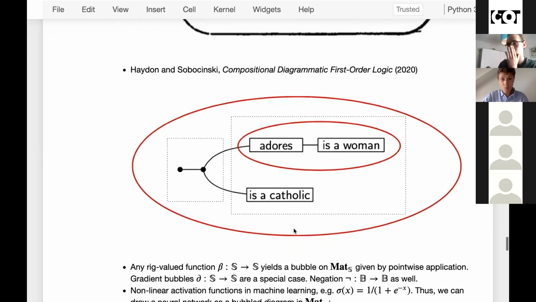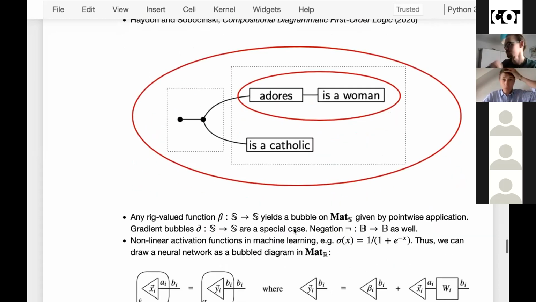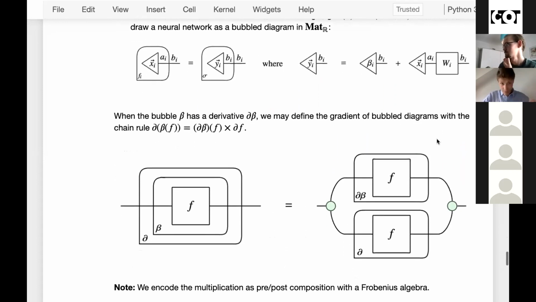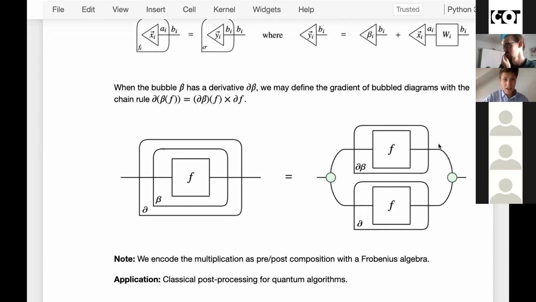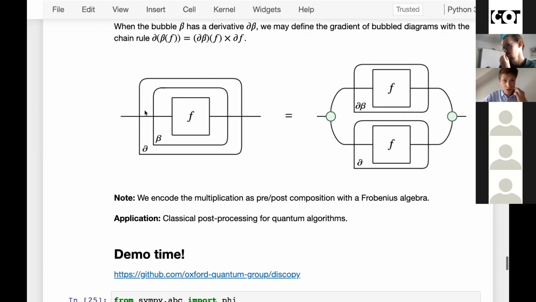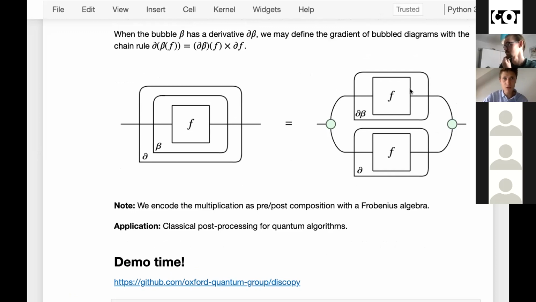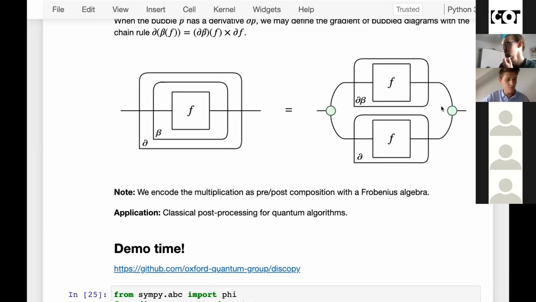And now, more interestingly for us, we can draw the nonlinearities of machine learning as bubbles. For example, the sigmoid function can be drawn as a bubble, and we can draw a neural network as bubble diagrams. And now, what does the chain rule look like? Well, here it is in diagrams. If we differentiate a bubble, then we multiply in the obvious way. So here's the chain rule with spiders. And the application is, we have a quantum algorithm, we have some classical post-processing. Now we can differentiate both in the same diagram.